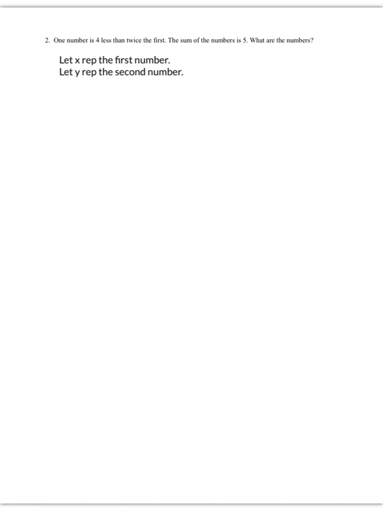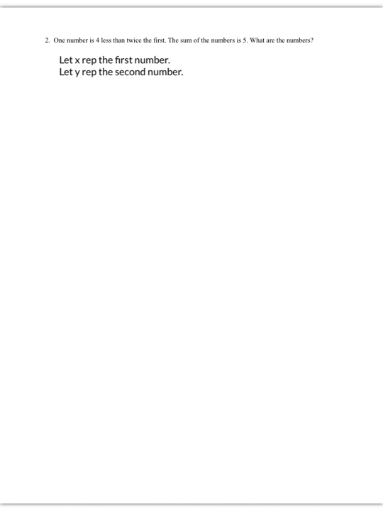This one's very similar, so I'm not going to do this one. I'm just going to set this one up for you. So again, we're going to have to read through this. It says one number is 4 less than twice the first. The sum of the two numbers is 5.